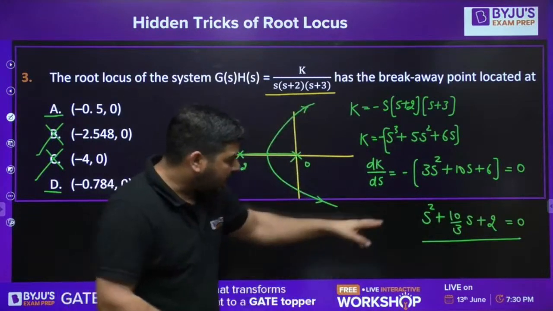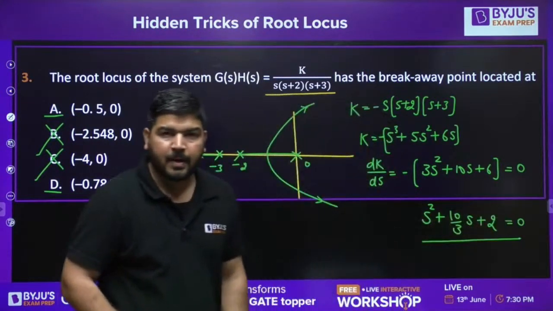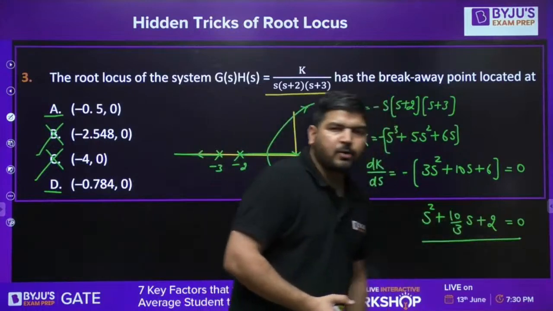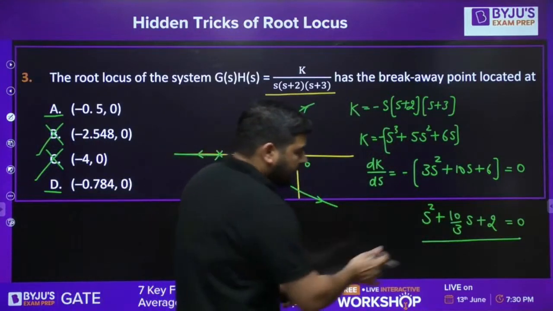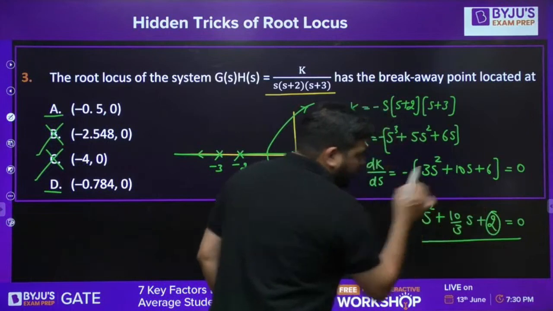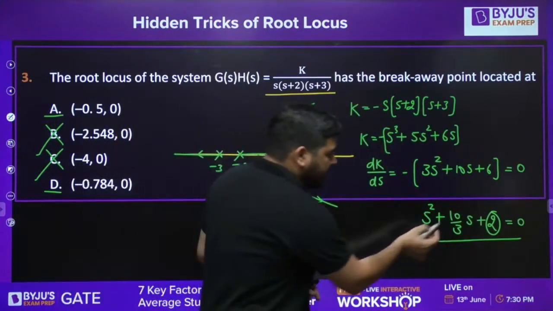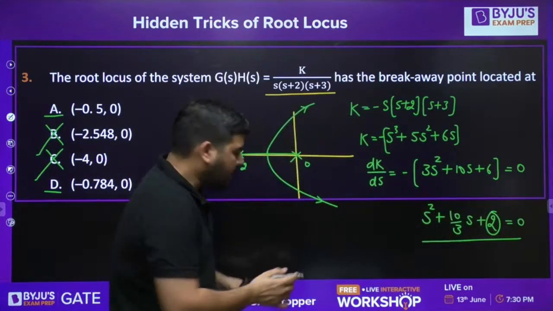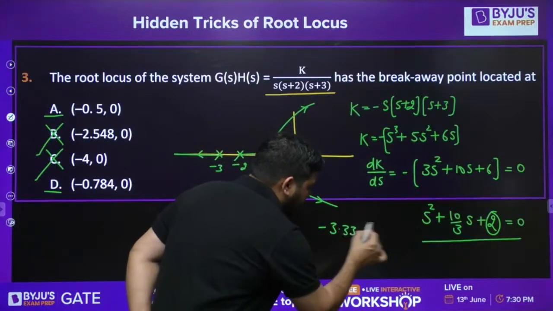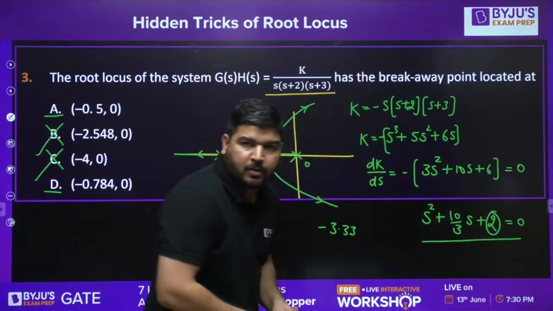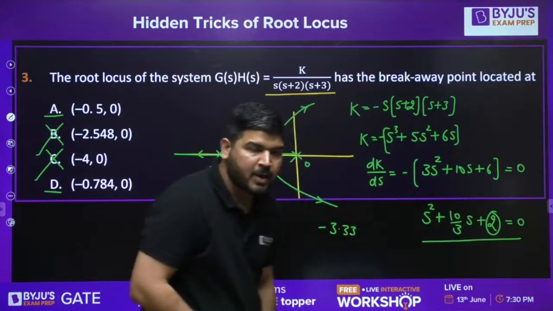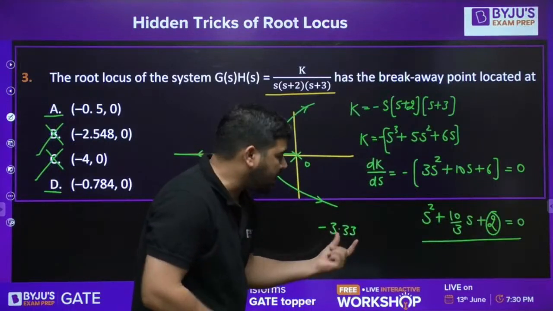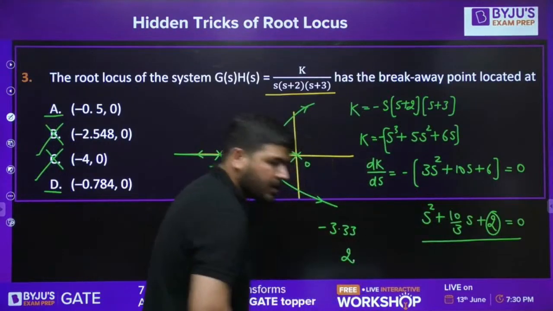We know that. But to calculate this, it's difficult. I mean, it's not difficult, but why waste time? We know that the product of the roots has to be 2, and the sum of the roots has to be minus 10 by 3. It means the two values that you are getting, the two breakaway points, their sum has to be minus 3.33, and their product has to be 2.